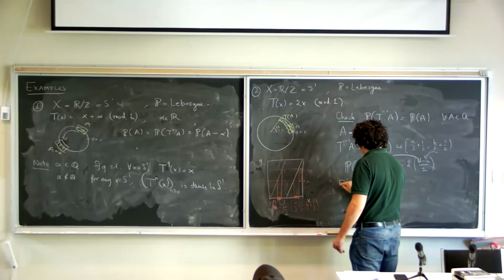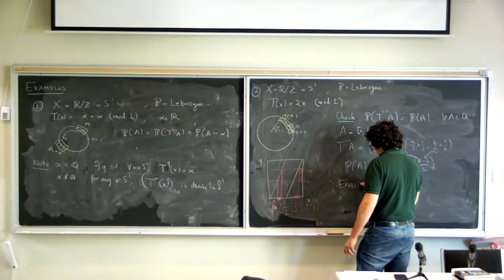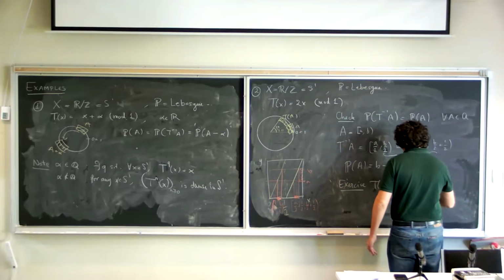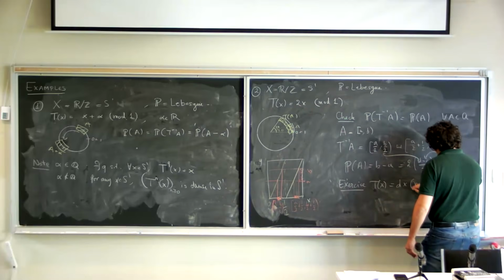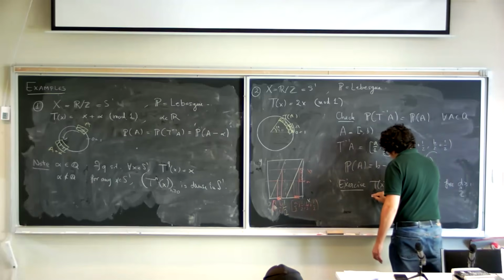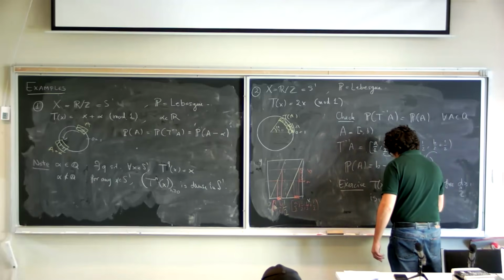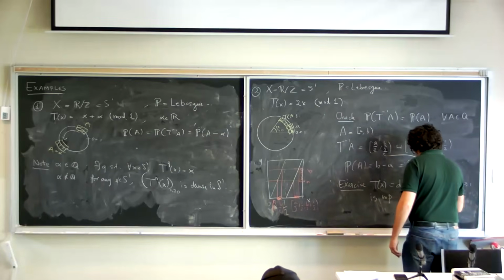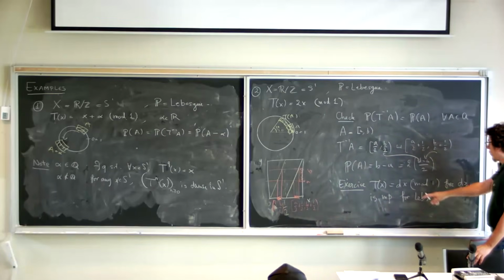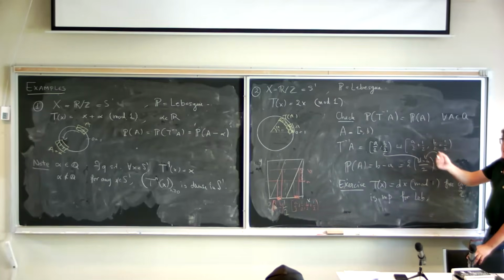So here's the exercise. T of x equals D of x mod 1, for any D bigger than 1 in integers, is measure preserving for the Lebesgue measure. Simple. Even though it's even more expanding, 3 times x, 5 times x, 200 times x.